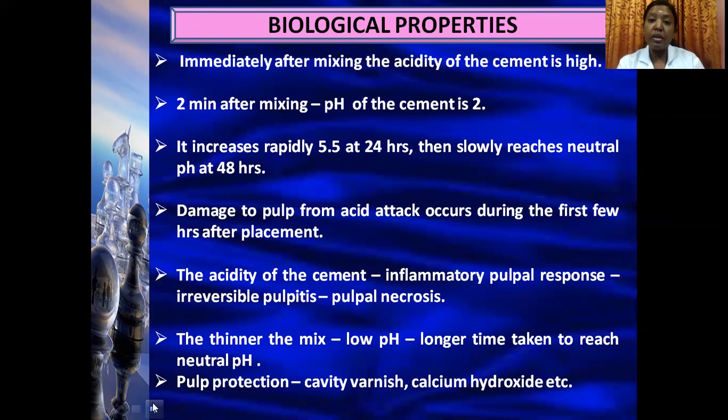So remember, thin mix, low pH, it takes a longer time to achieve the value of the neutral pH. Hence, you should mix the cement properly. And please remember, never place zinc phosphate in deep cavities. So ideally, if it is a very deep cavity, then definitely you have to use your cavity varnish or your calcium hydroxide or MTA as a cavity liner, over which only you can place your zinc phosphate.